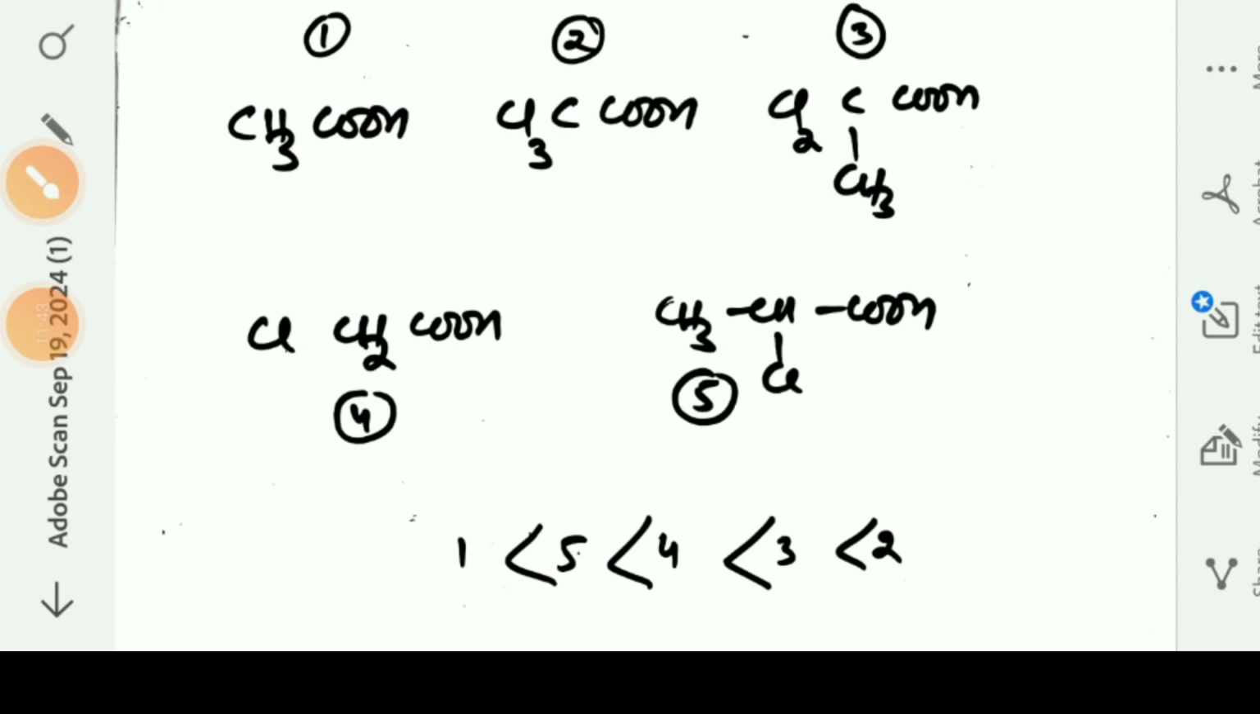Number 1 is least acidic, and number 2 is most acidic. You try to solve these and find out the answers, and ask me for your doubts if any. And in the next video we will discuss the second factor, that is the resonance. How resonance affects the stability and the acidity of carboxylic acids.